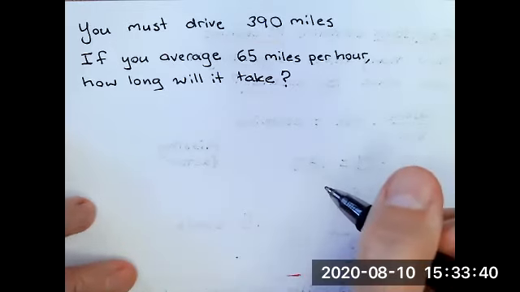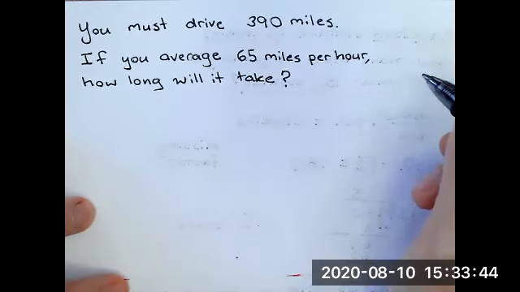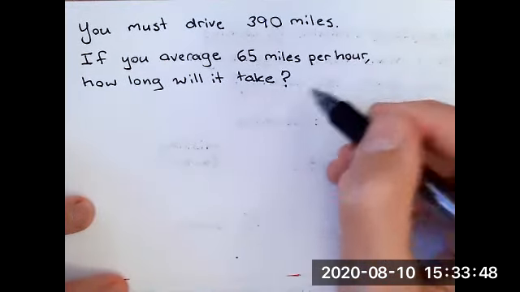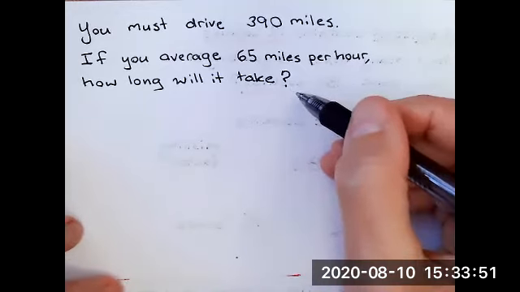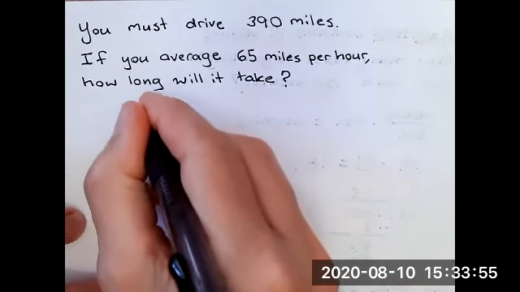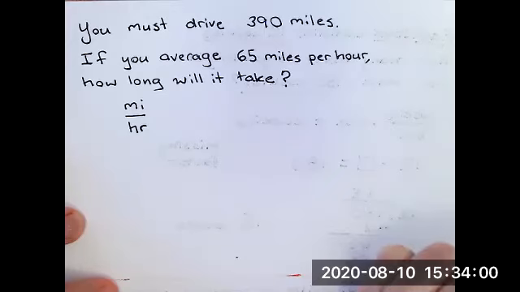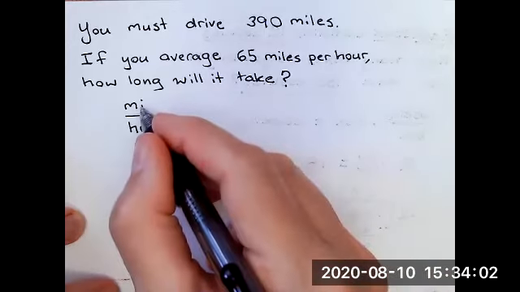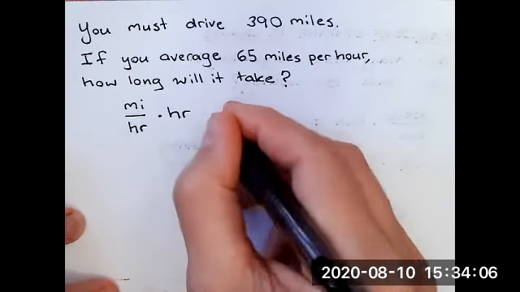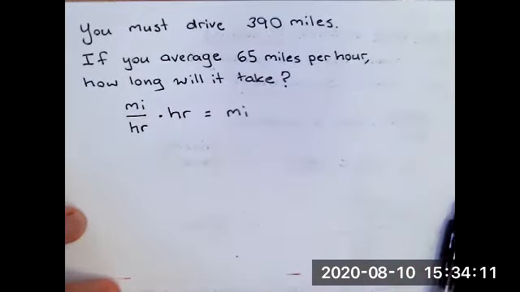Let's do another example. You must drive 390 miles. If you average 65 miles per hour, how long will it take? So the rate is miles per hour. Then let's write the rate equation. So miles per hour times the number of hours is equal to the total number of miles.